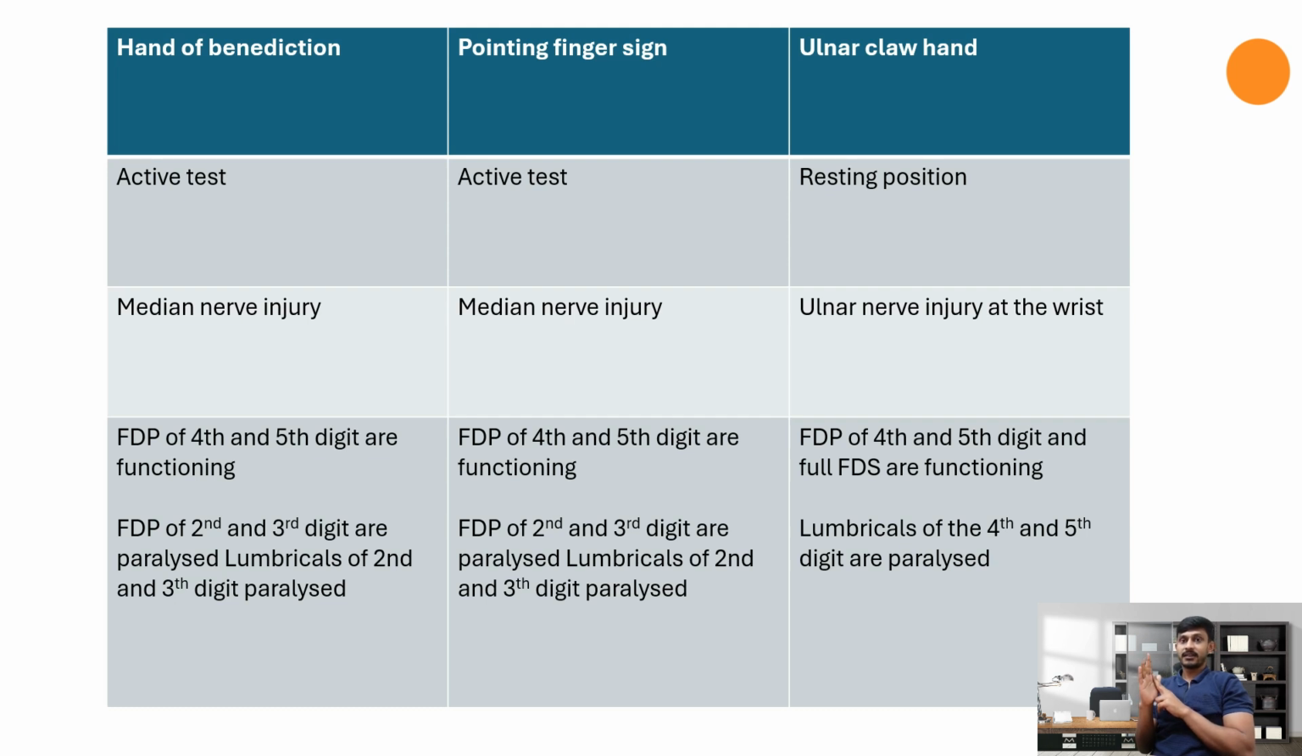The lumbricals and the FDP of the second and third digit, which is the index and middle finger, are supplied by the median nerve. So in a patient with median nerve injury, when you ask them to make a fist, the MCP and the PIP and DIP of the fourth and fifth digit fully flex. Why? Because the lumbrical and the FDP both are intact. So they are working. So he's able to flex this. Whereas the middle and the index finger, he is unable to flex these. Why? Because the FDP and the lumbricals are paralyzed.